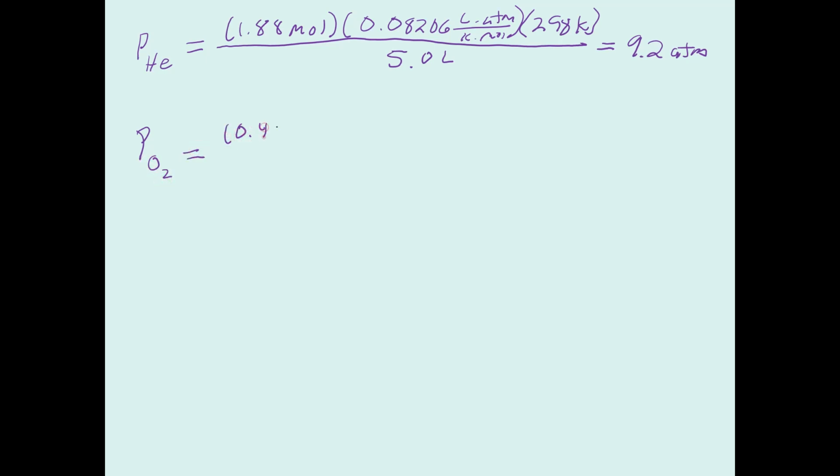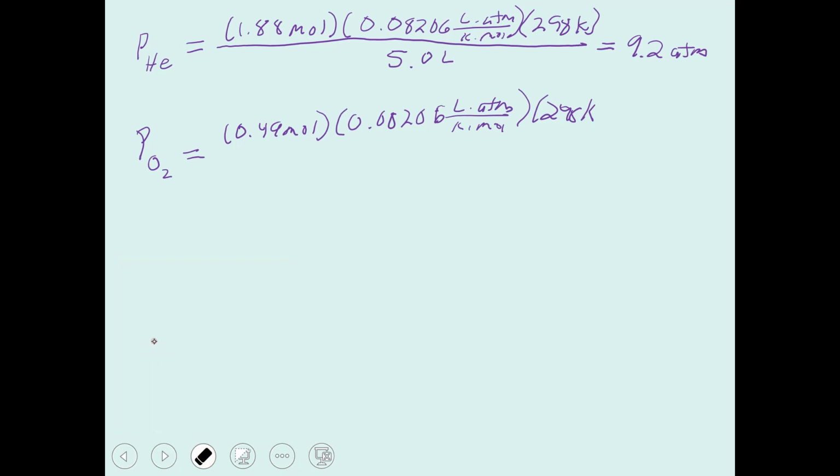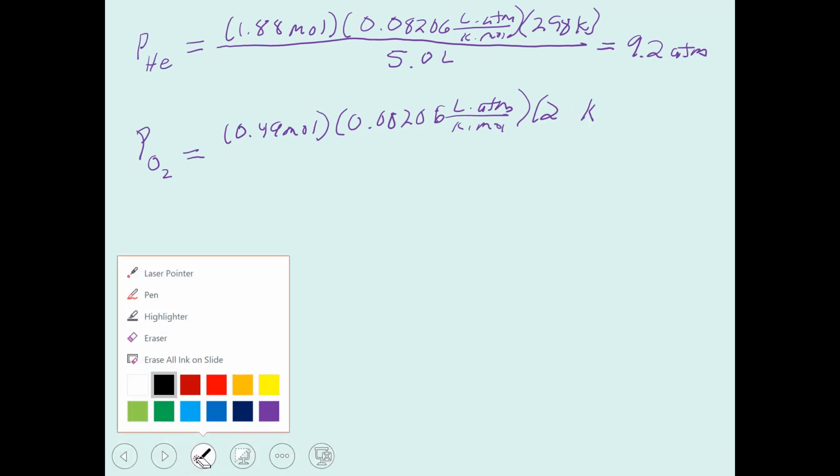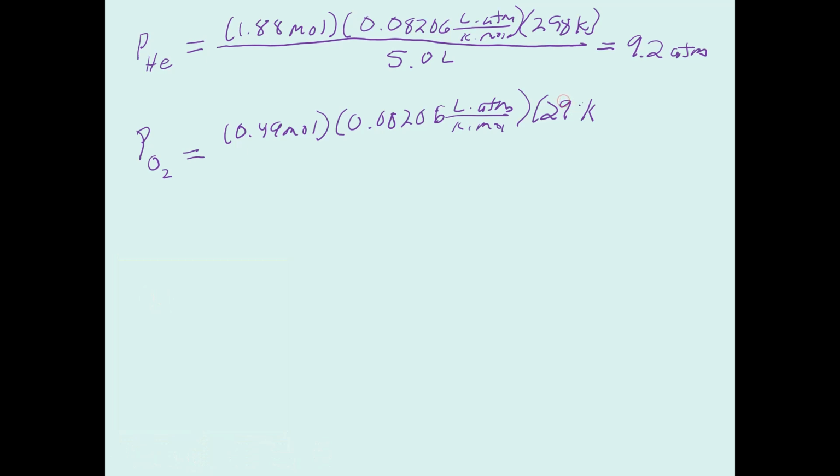So then for O2, we're going to do the same thing. We're going to take the number of moles that we calculated and plug that into the ideal gas law, and divide that by 5 liters, which is the new volume. And if we work that out, we get 2.4 atm.